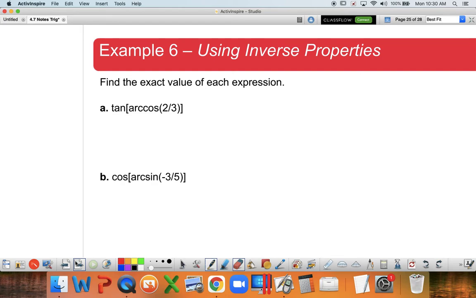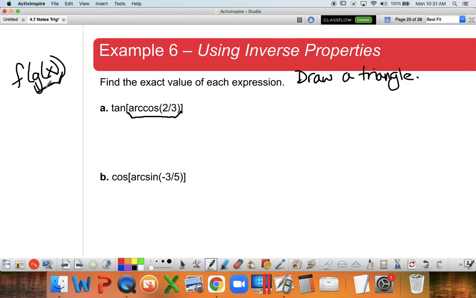Now, when you get to these types of questions, they are still composition questions, but notice instead of me having tangent and then arctangent side by side, I have tangent and then arc cosine. So what I recommend is to draw a triangle, draw a picture. Let's just go ahead and tackle this one at a time. And when we talk about composition of functions, we work from the inside out. Remember this in pre-calc? We work from the inside out.